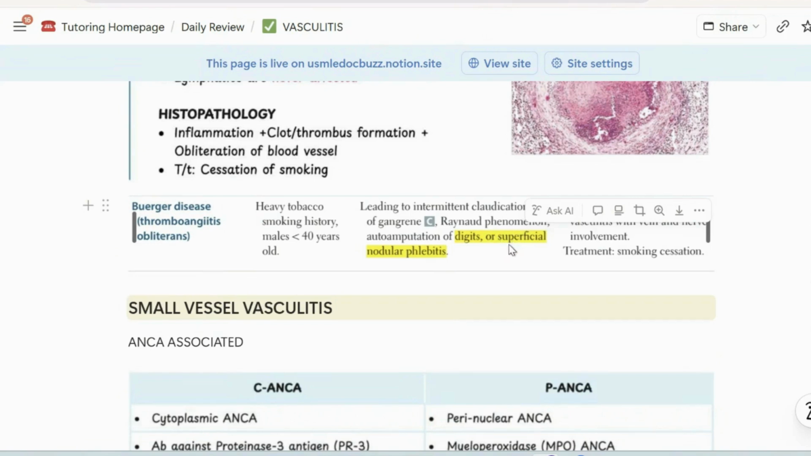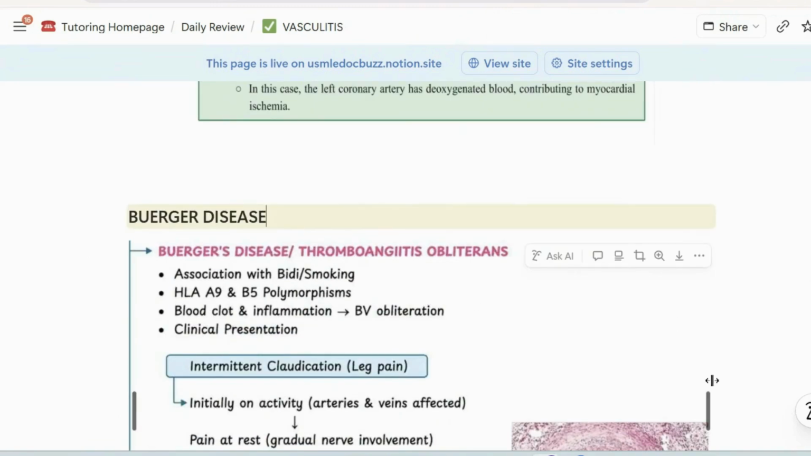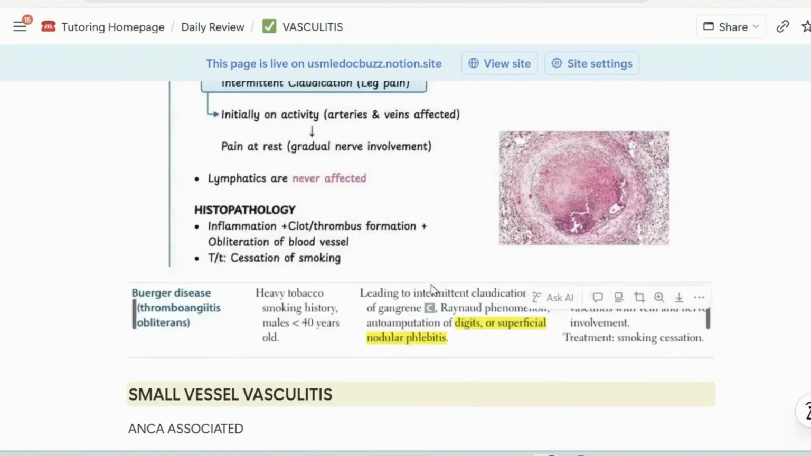You might even see superficial nodular phlebitis. Why? Because the veins that were involved because of the Berger's disease, now you're going to see the inflammation of that vein because now you can palpate it, right? So palpation of these veins in the legs, in a smoker especially, is related to Berger's disease. Okay, so that is Berger's.